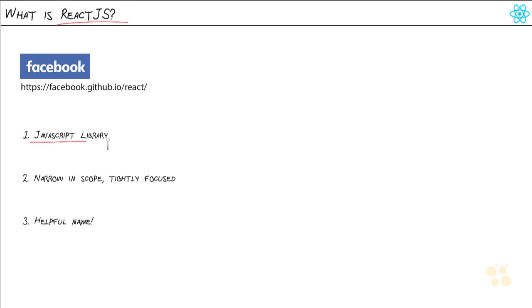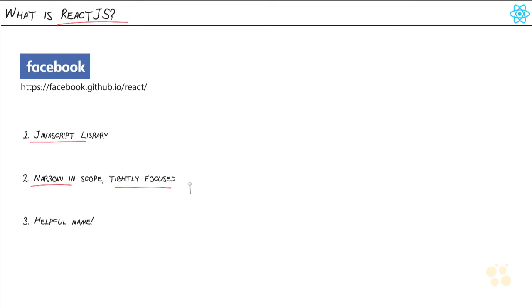JavaScript is also natively built into every browser on every platform. Everyone can run JavaScript on just about any device that's been made really in the past 10 to 15 years. So it's widely available, widely compatible, and it's really powerful. It's really popular. Second, ReactJS is narrow in scope and tightly focused.